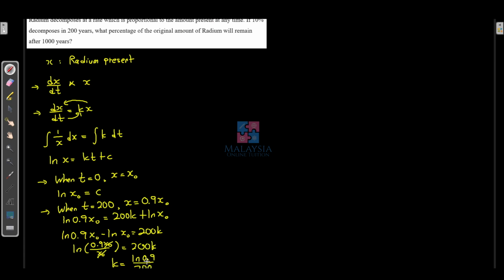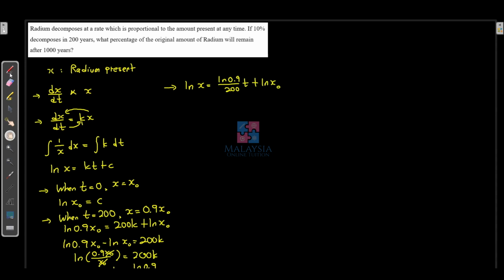Okay, so you can leave it like this, or you can change it into decimal values if you want. For this question, I will just leave it like that. And then finally, we have our differential equation solution as ln x equals ln 0.9 over 200 T plus ln x naught. Okay, done.